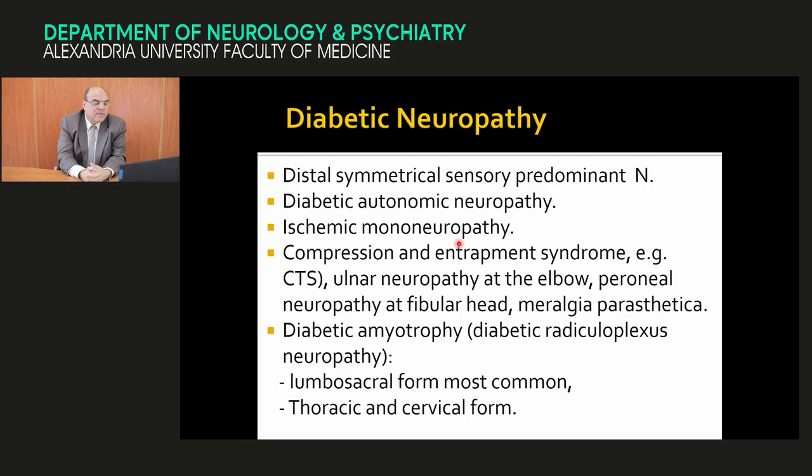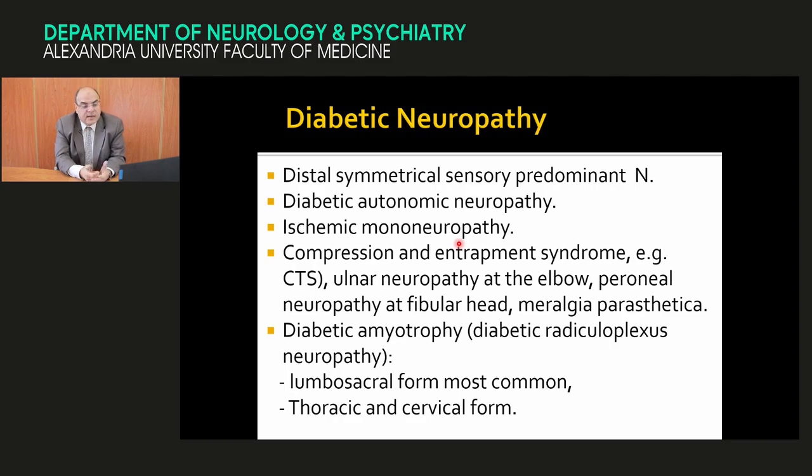Compression and entrapment syndrome: some of the nerves may be entrapped as they pass through a nerve tunnel. For example, the median nerve may be interrupted at the wrist as it passes under the transverse carpal ligament. This is what we call carpal tunnel syndrome. The ulnar nerve may be interrupted as it winds around the elbow, or cubital tunnel syndrome. The peroneal nerve may be interrupted as it winds around the fibular head. Or the lateral cutaneous nerve of the thigh may be interrupted as it passes under the lateral end of the inguinal ligament, leading to meralgia paresthetica.